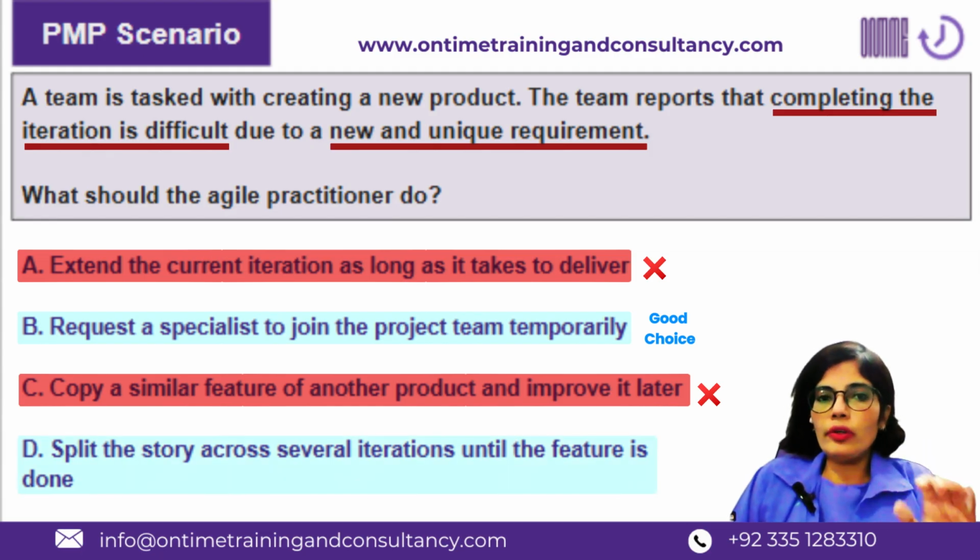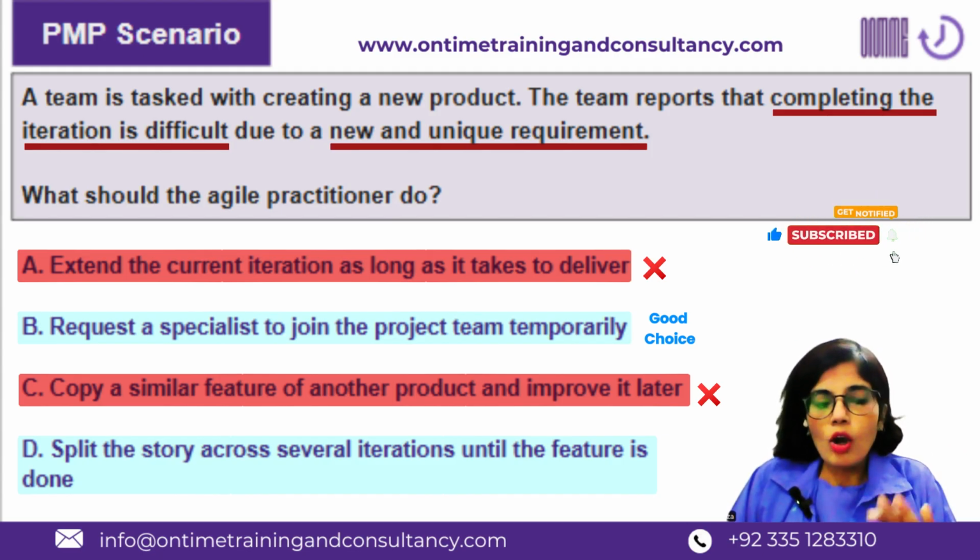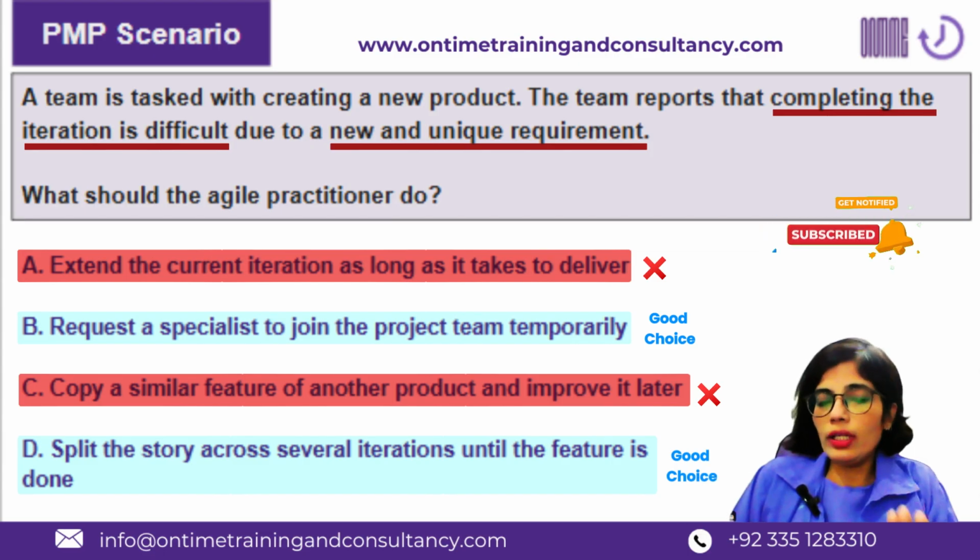Option D. So the real contest is between option B and option D now. Option D, split the story across several iterations until the feature is done. Option D is a good choice. I would say it's a good choice.